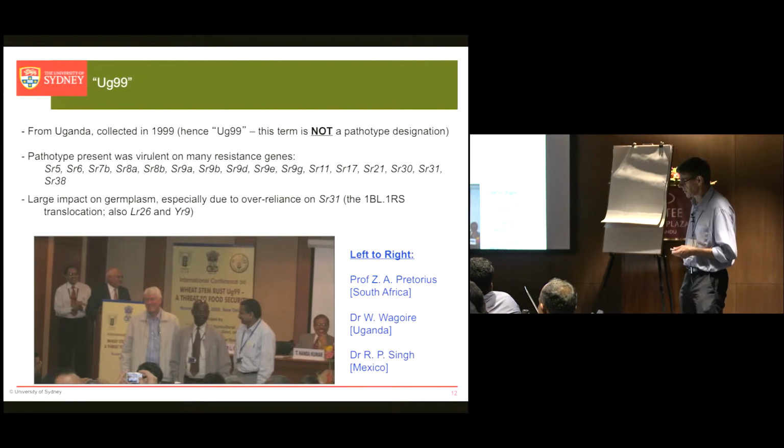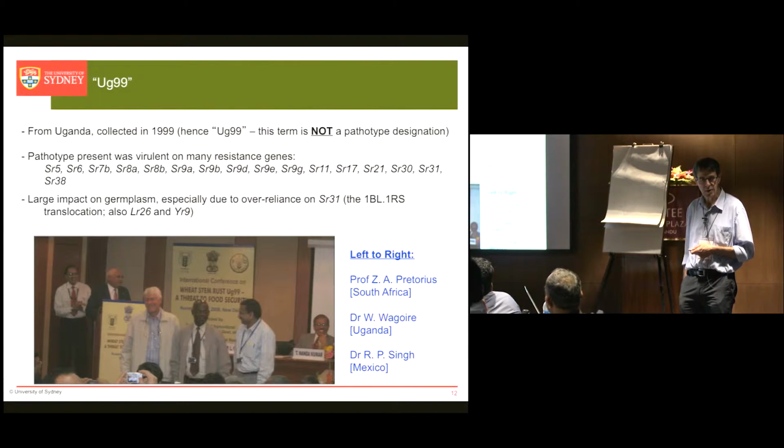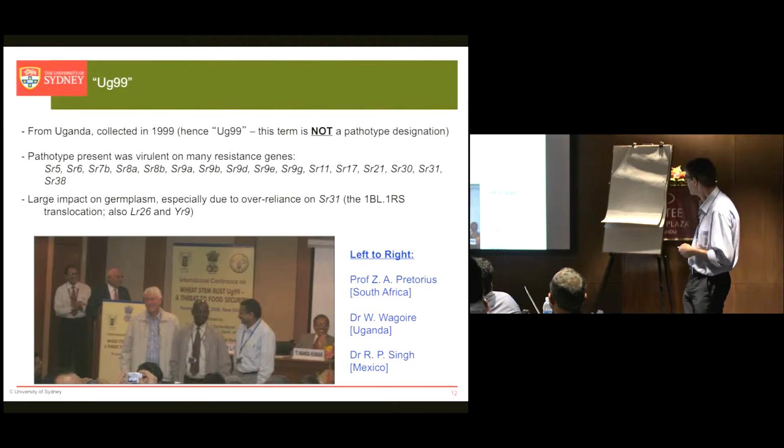Okay, ug99. It was found in Uganda. It was collected in 1999. This is where the ug99 comes from. The important thing to realise is this is not a pathotype designation. We keep talking about ug99. ug99 is typified by a pathotype, but ug99 is not a pathotype designation.